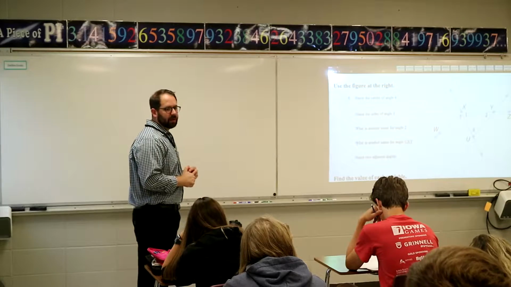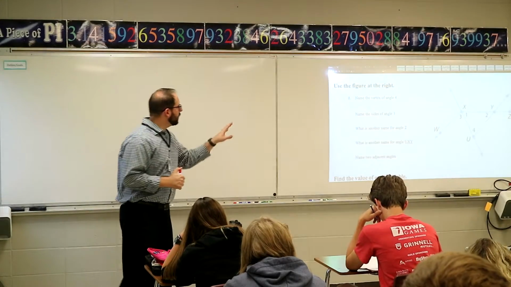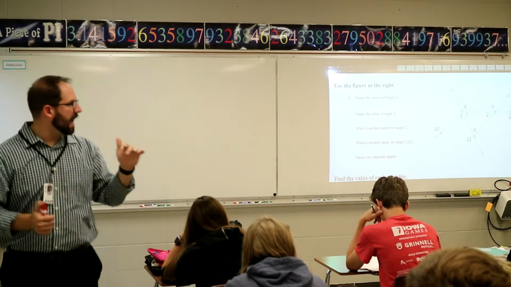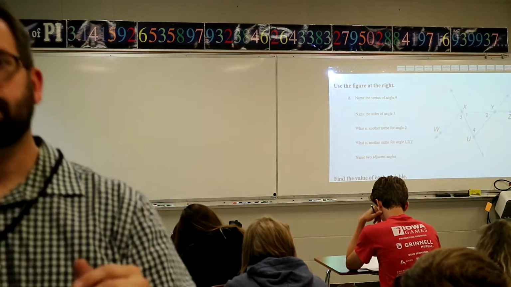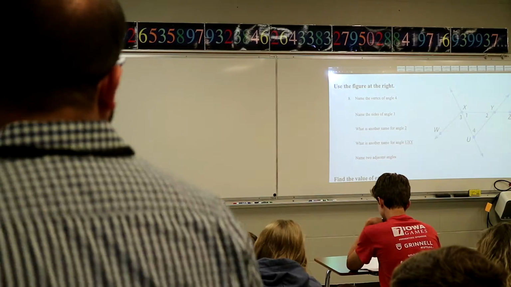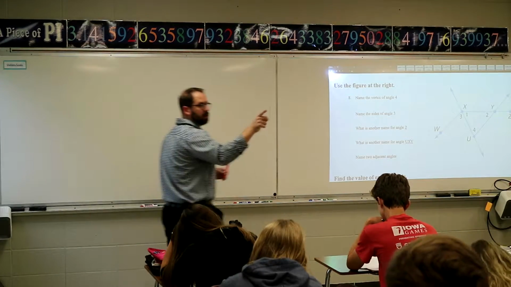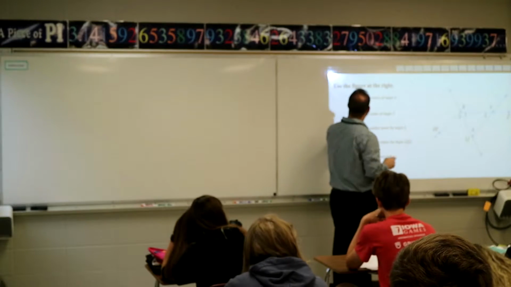Is everyone ready to go on number 8 though? Okay, so look at this one. Let's look at the top question now. We're going to go through each one. Name the vertex of angle 4. So think about it just... Okay, so the vertex of angle 4. What is the dot where angle 4 is sitting? U. Okay? Point U. There you go.